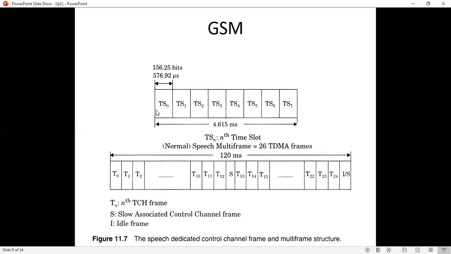So this is the sample frame structure of a speech signal, which consists of 26 TDMA frames, which is called a speech multi-frame, which contains 24 time slots. And the 25th and 26th will be I or S. I is an idle frame, or else it can be a control channel frame. So this is used as an identification, and the next set of frames will follow after this IS. So this is the frame structure which has been used in the GSM architecture.